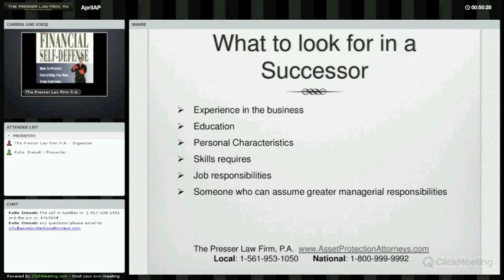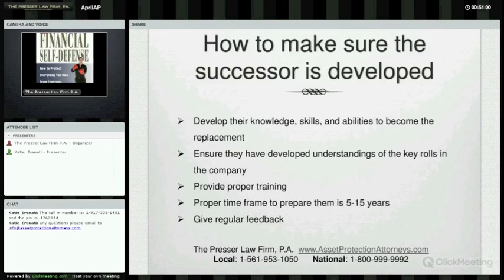I try to learn as much as I can from anybody in any business, even if it's my own, because there's always something to be learned. So you want someone who really is not only educated, but has the passion for learning. Of course, you have to look for good personal characteristics. You want someone who does legal, ethical, honest, trustworthy, loyal things. Of course, you want to see what skills are required and the job responsibilities that they're going to have to fulfill. And, of course, someone who can assume greater managerial responsibilities, someone who can really step up and say, you know what, I'm ready to handle this.